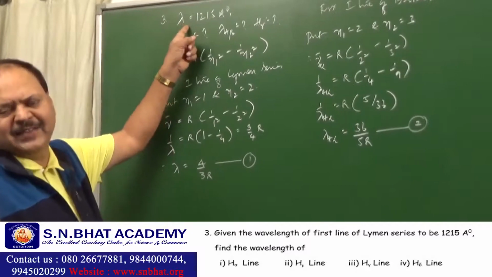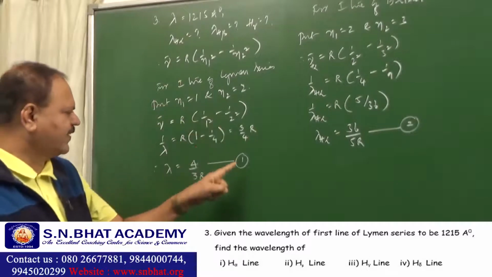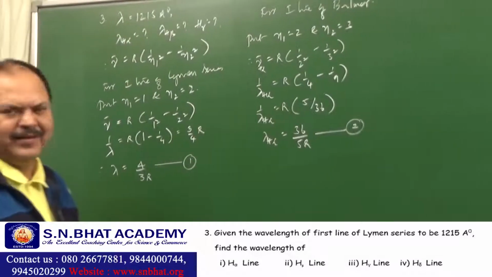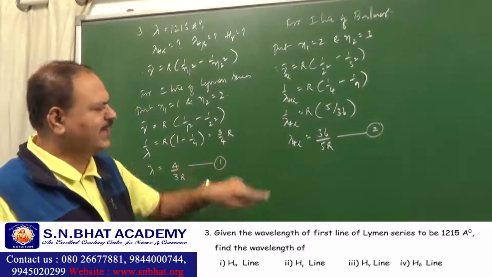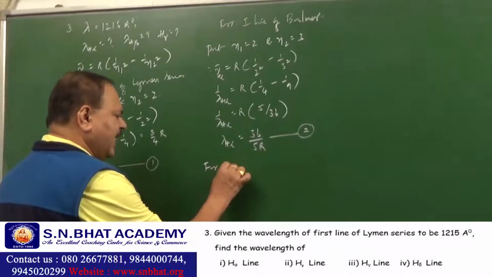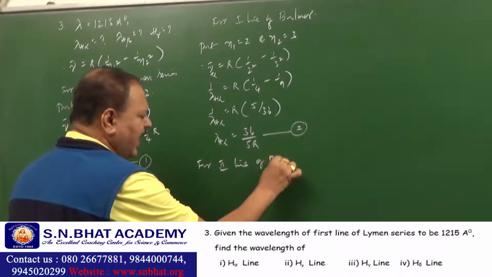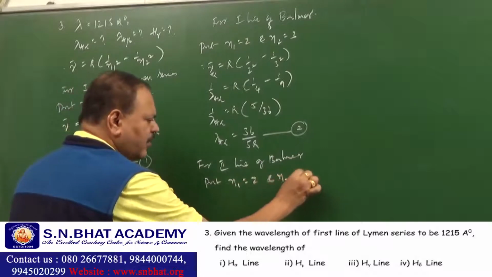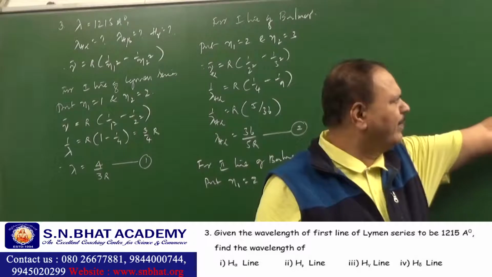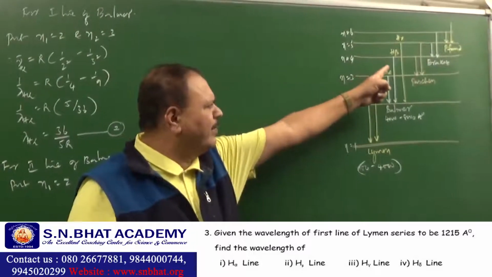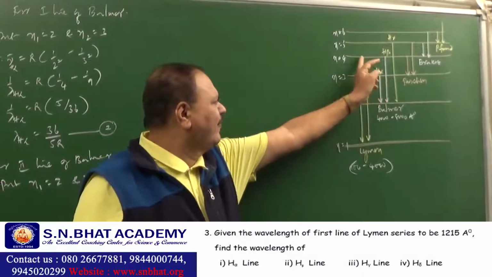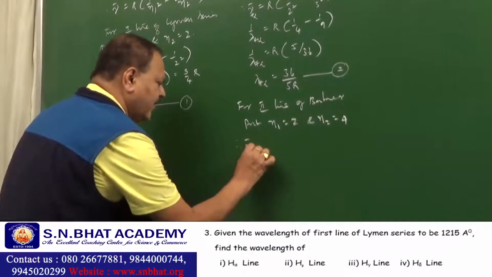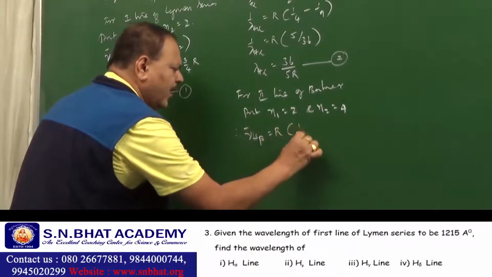He has given the value of lambda. That's the first line of the Lyman series. So you get the equation for the first line of the Lyman series like this. Then you get the equation for the second line, because he wants that H alpha. So this is H alpha. Then for the second line of Balmer series, which we call H beta, put N1 is equal to 2 and N2 is equal to 4, because you must remember this. H beta is the second line, 4 to 2. That means N1 is equal to 2 and N2 is equal to 4. You substitute in that expression, your nu bar H beta is equal to R into 1 over 2 square minus 1 over 4 square.